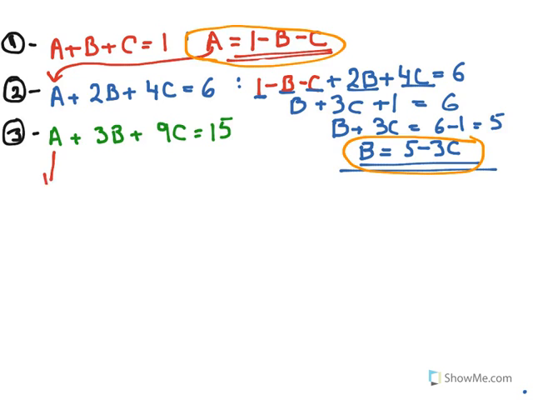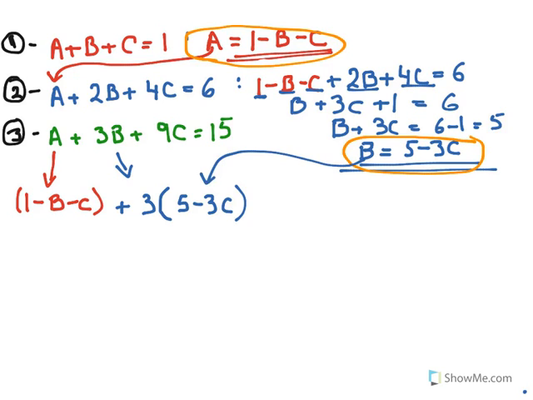Our equation is a, so let's write what we know for a. We know that a equals 1 minus b minus c. And then we have 3 lots of b, and we need 3 lots of it, so we're going to have brackets here. We know that b by itself is 5 minus 3c. So we take our value of b and put it into our equation. 3 lots of b is 3 times 5 minus 3c. Then the rest of the equation stays the same. Plus 9c equals 15.